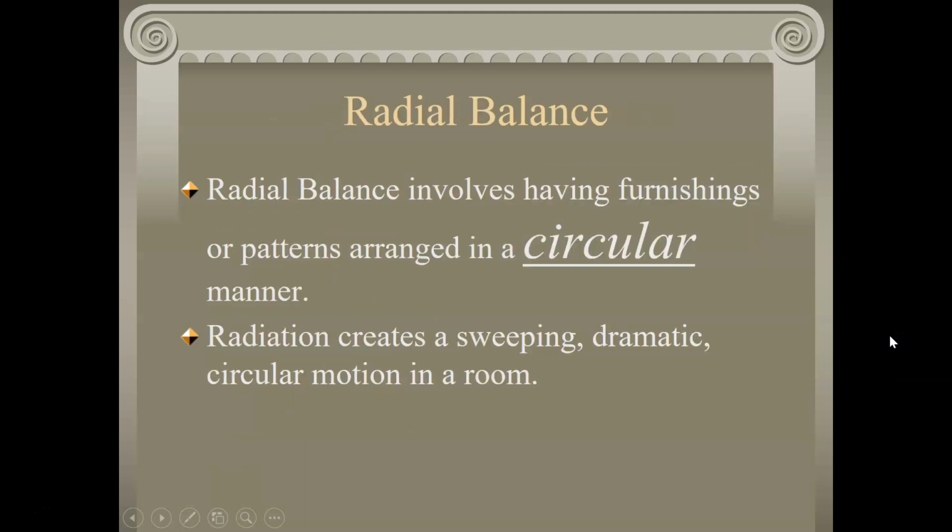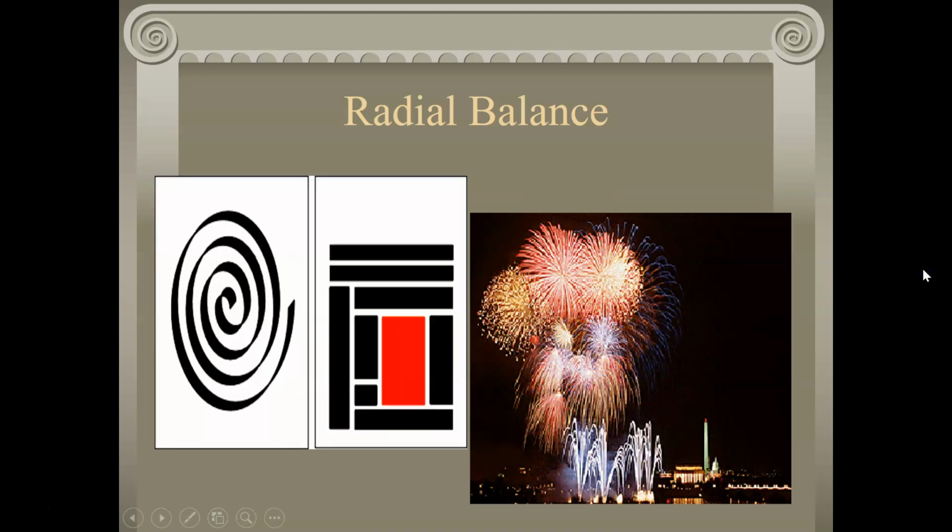Radial balance. Radial balance involves having furnishings or patterns arranged in a circular manner. Radiation creates a sweeping, dramatic circular motion in a room. Let's look at some examples. So radial balance. So your fireworks all grouped together make a circle. This is a square, but it's made like a circle.